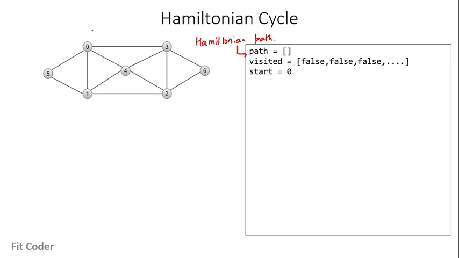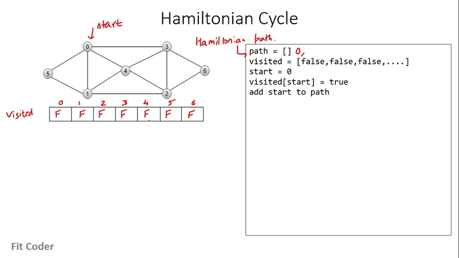So let's say we are starting the traversal from node 0. So 0 is our start node. And we mark visited of start as true and we add start to the path. So we add 0 to the path. So this is our visited array. All of the entries are false and we mark visited start as true.